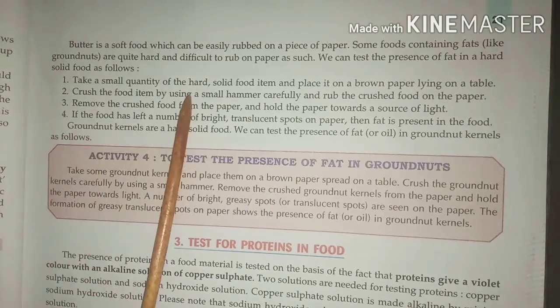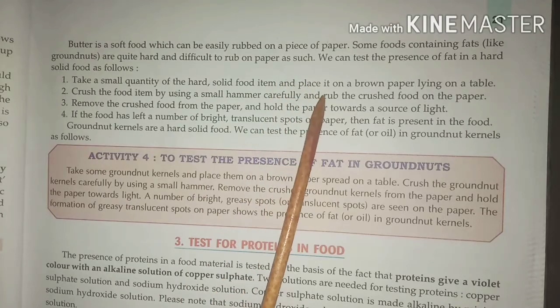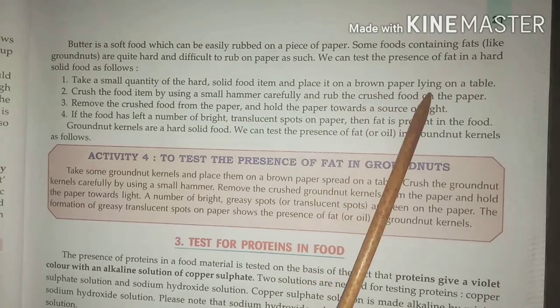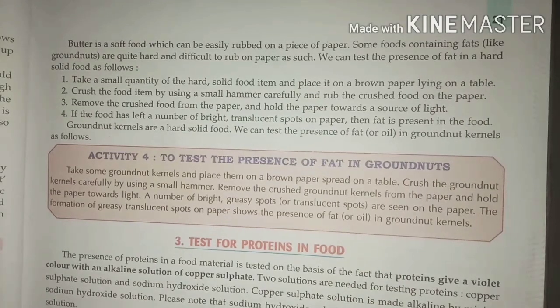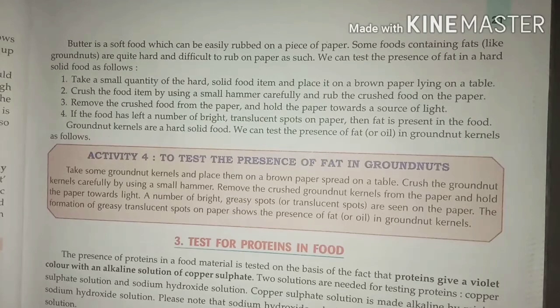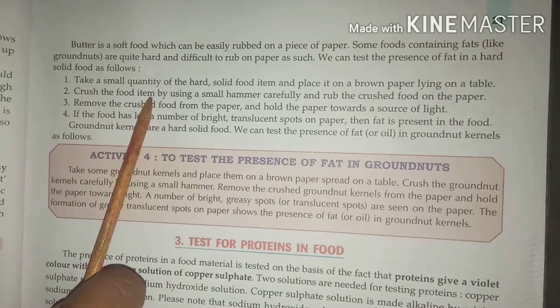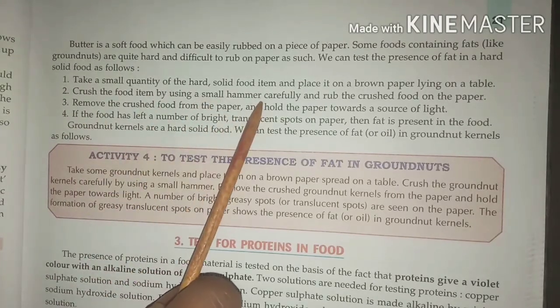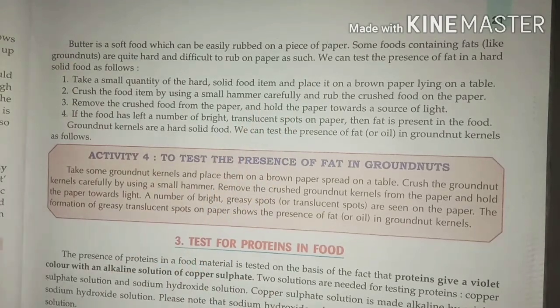Take a small quantity of the hard solid food item and place it on a brown paper lying on a table. Put the brown paper on the table, and on the brown paper put the hard food item that we have to test. Understood? Crush the food item by using a small hammer carefully on that paper only.